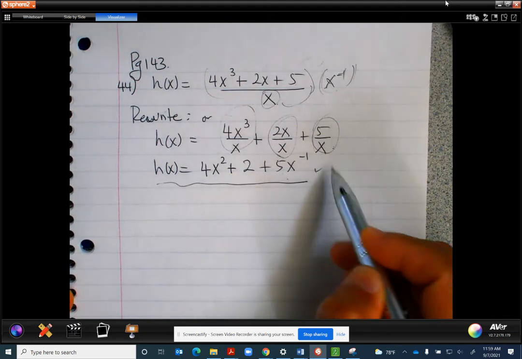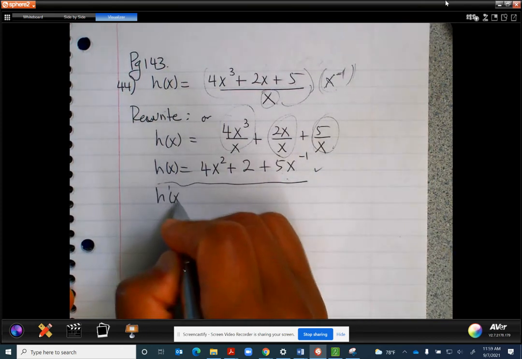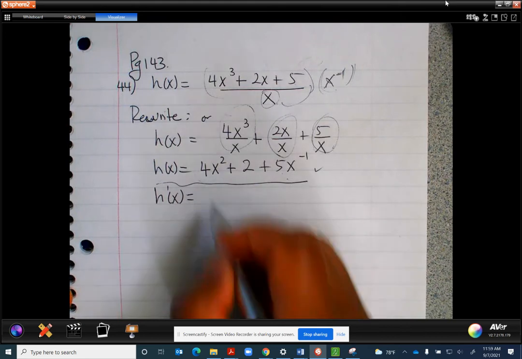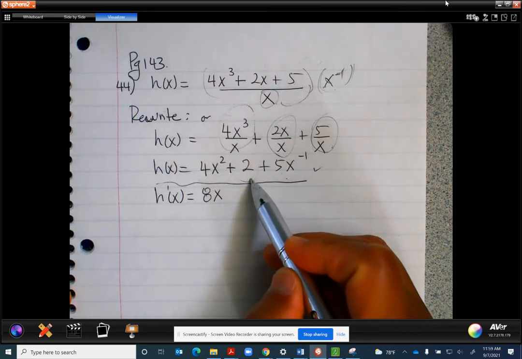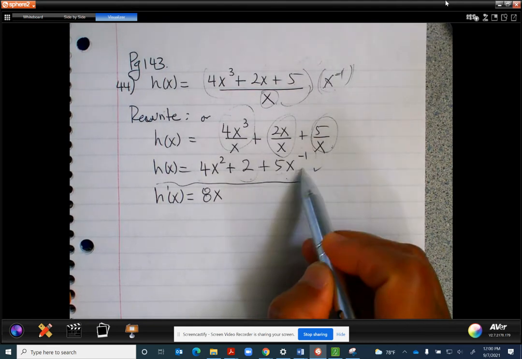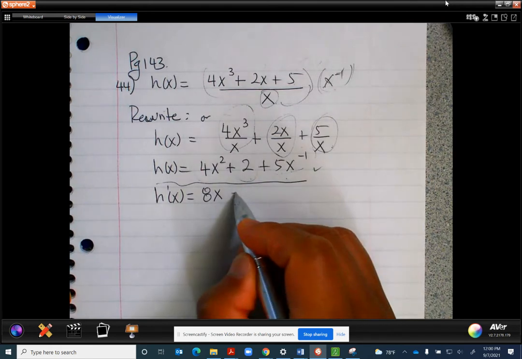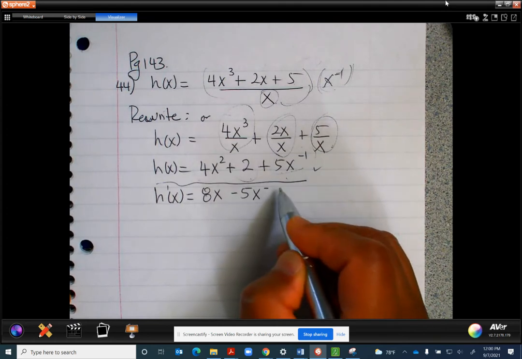Why do you want to rewrite it into this form? Isn't it easy now? What's the derivative of this? Help me out. What's the derivative of the first one? Not so easy. 8x. What's the derivative of 2? 0. I'm not going to put 0. What's the derivative of that? Negative 5x to the power of negative 2.